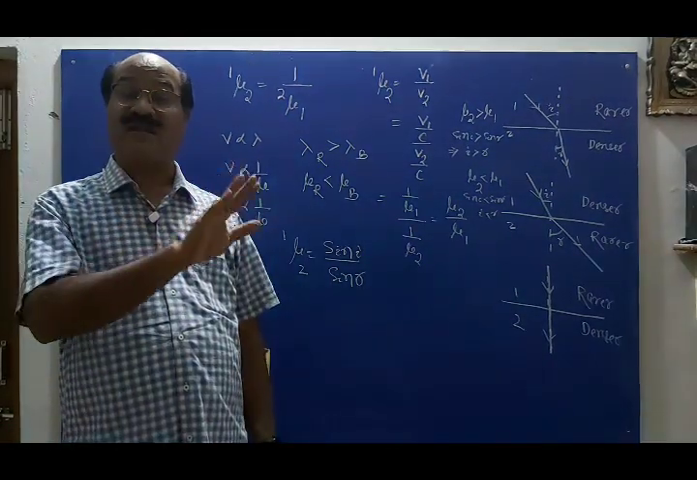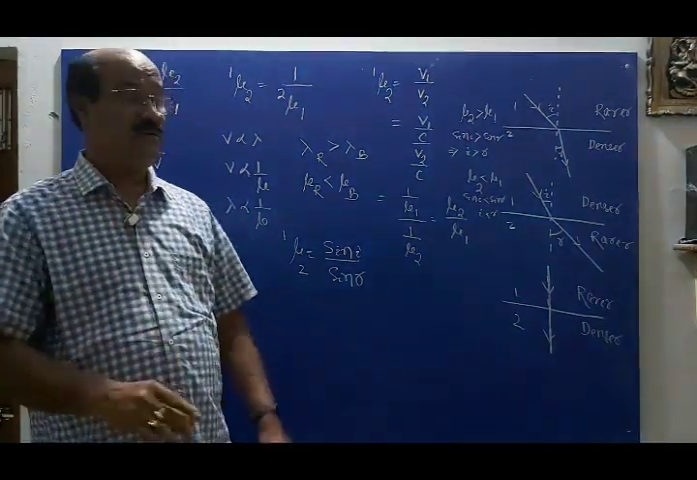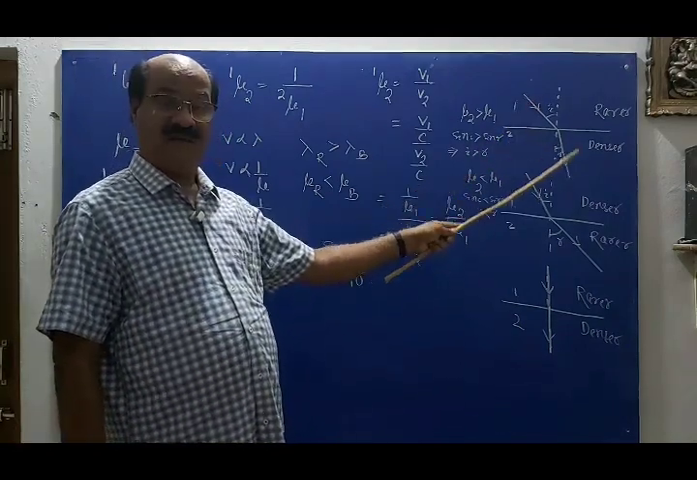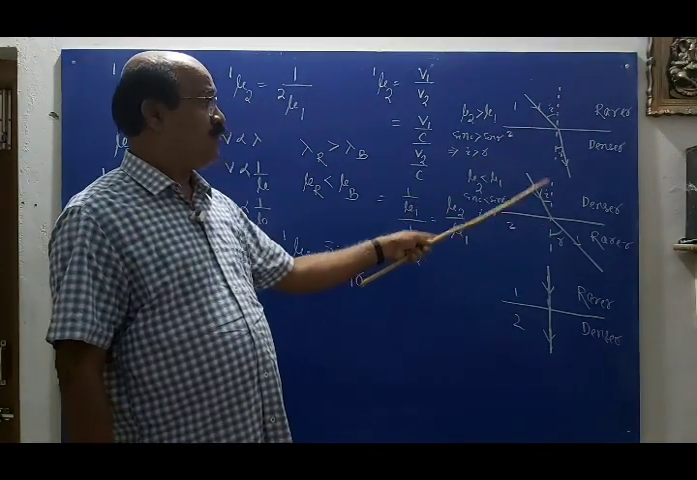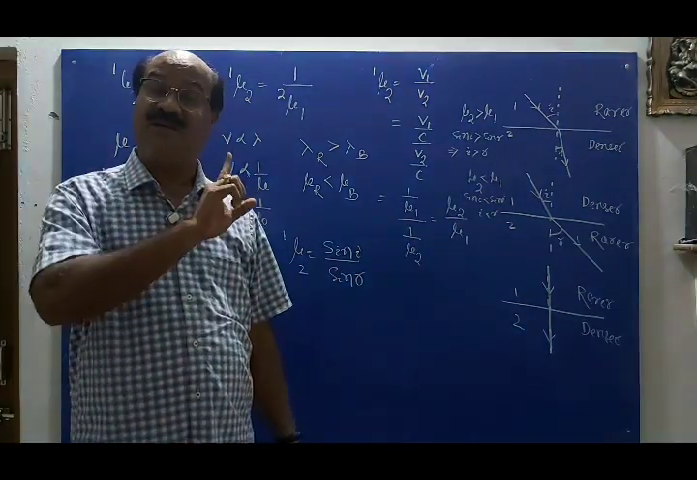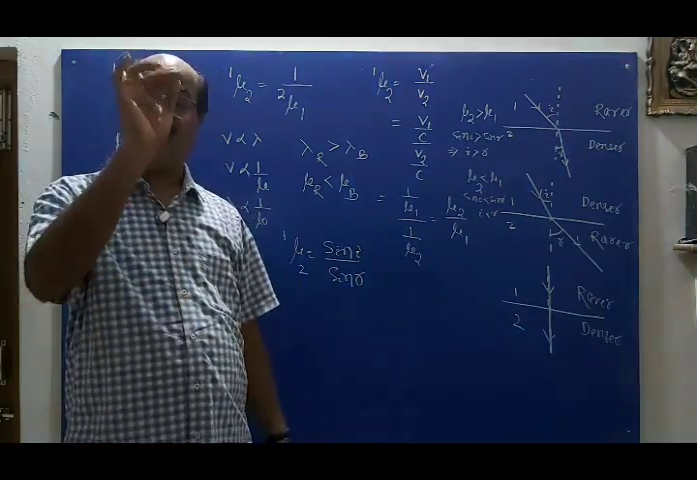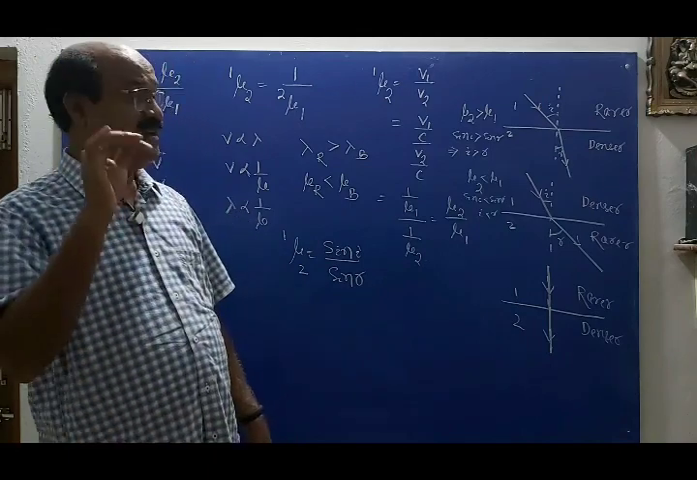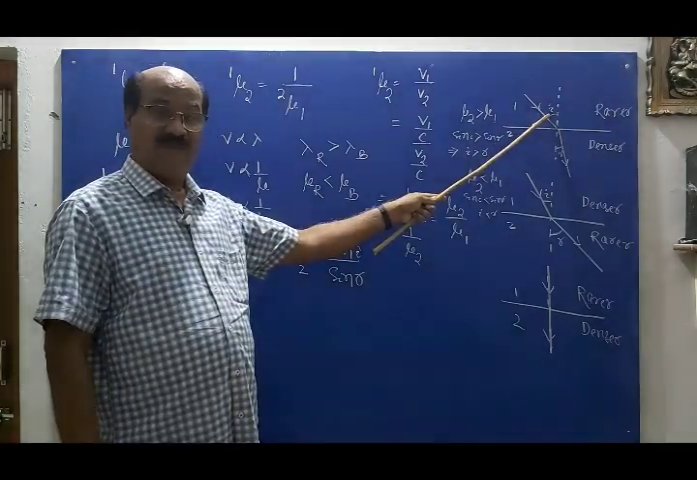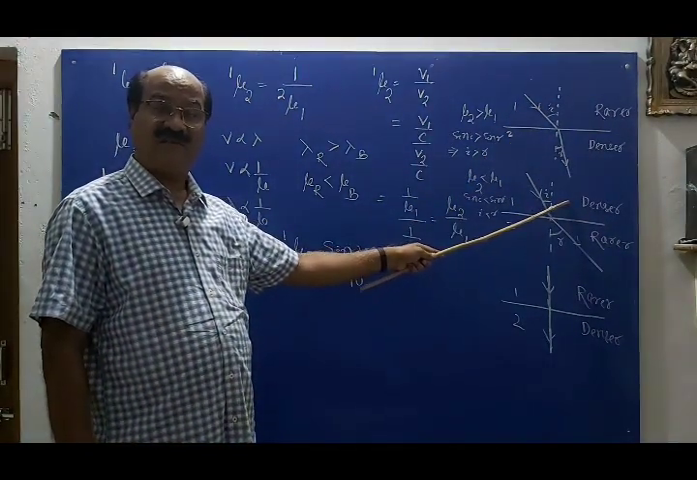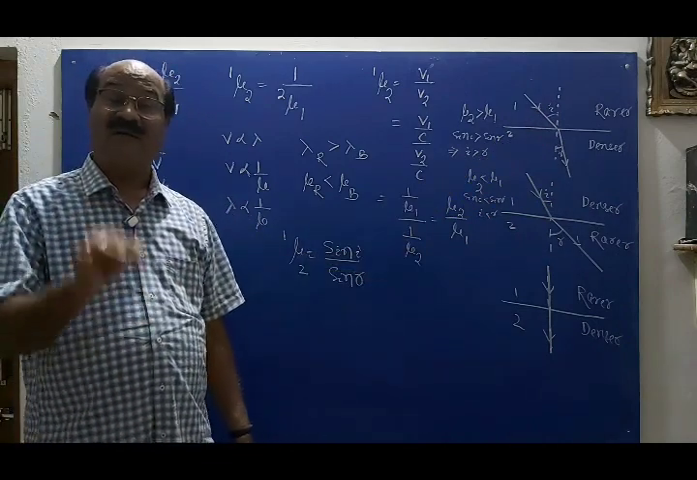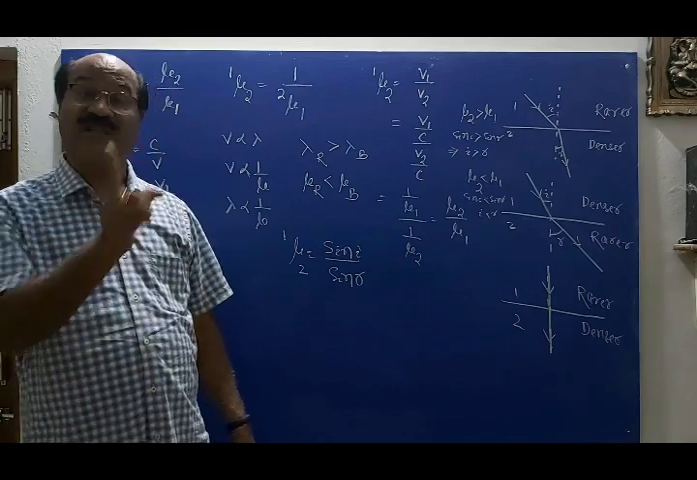What are the laws of refraction? Just like laws of reflection, there are laws of refraction. The incident ray, refracted ray, and normal to the interface at the point of incidence all lie in the same plane. That is the first law. Second, sin I by sin R is always a constant. That constant is called the refractive index of the second medium with respect to first medium.